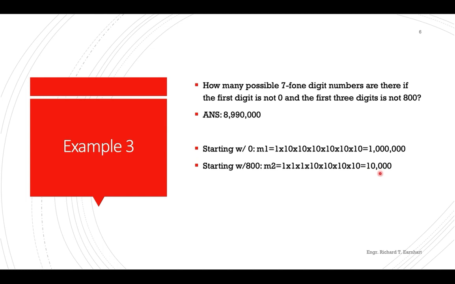So the total possible outcomes will be 10,000. Now if we count the number of 7-digit phone numbers without restrictions, we have 10 choices for each digit, so 10 to the 7, that's 10 million. If we subtract 1 million and 10,000 from this 10 million, you get those numbers not starting with 0 and 800, which would be 8,990,000.